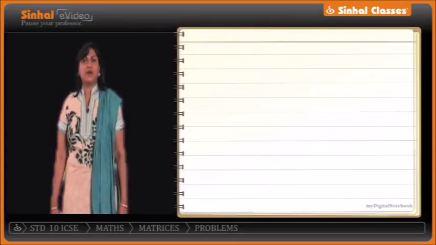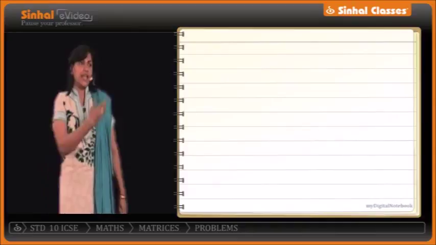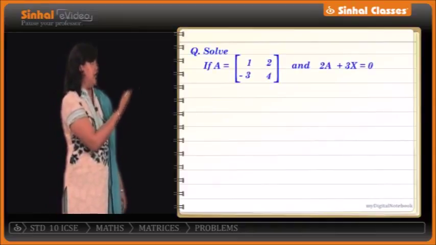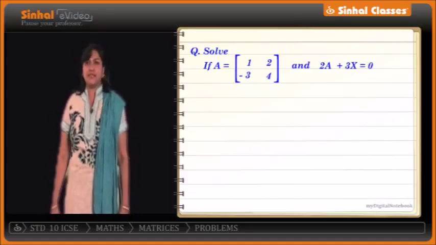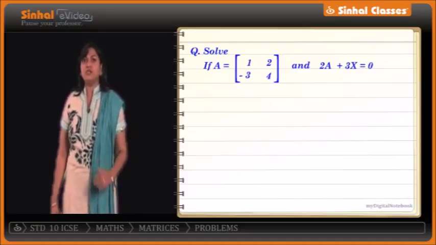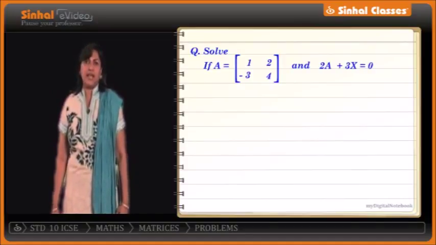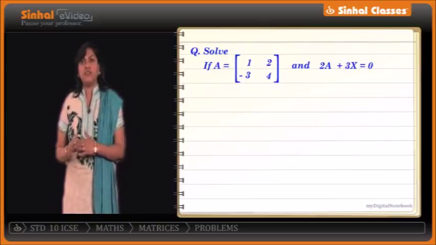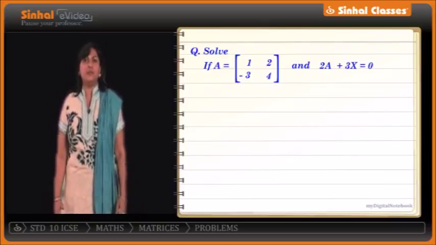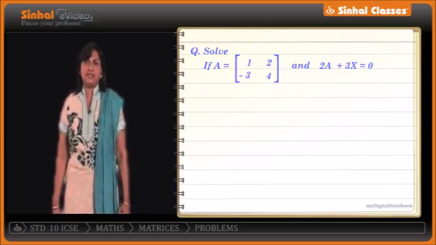Now let's start with the problems based on addition and subtraction of matrices. Let's take the first example. If we are given a matrix A and we are given the equation 2A plus 3X is equal to 0, we want to solve this. To solve this equation means to find X. Here A is a matrix, so obviously X is going to be a matrix. So in short, we are asked to find the matrix X.